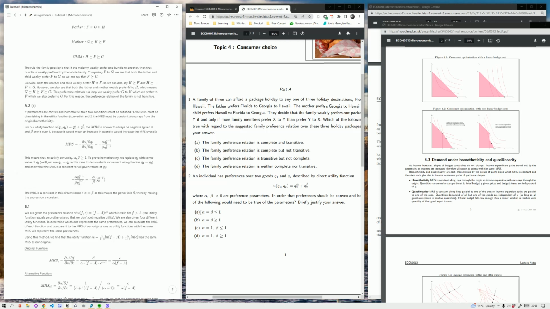Therefore, alpha equals beta, which is smaller than 1. So it's B, A. They said B. It's A. It is A. Okay.